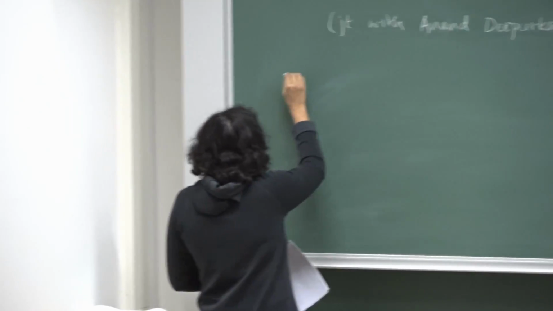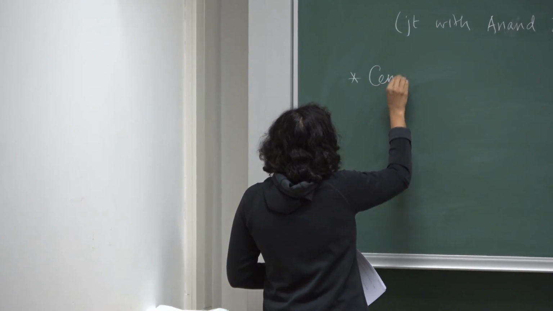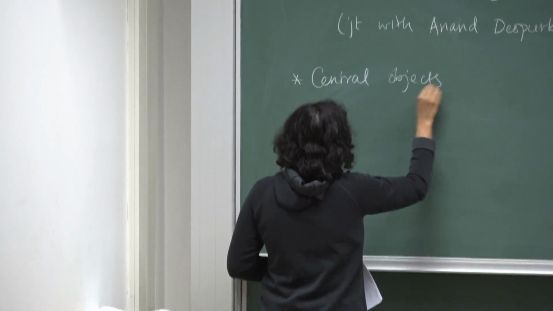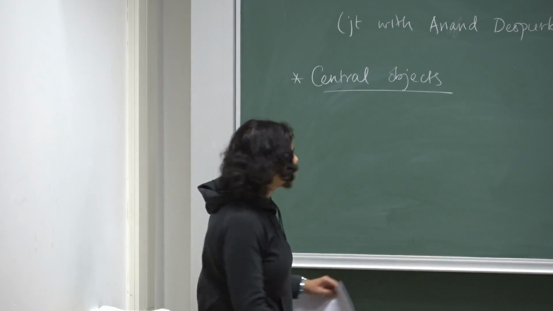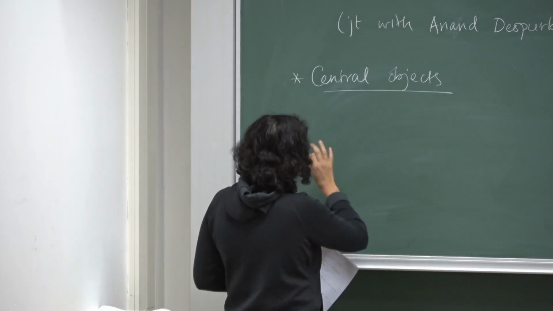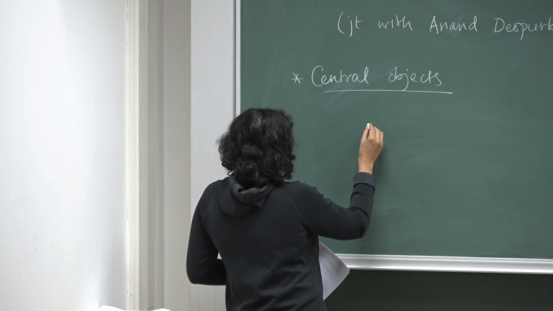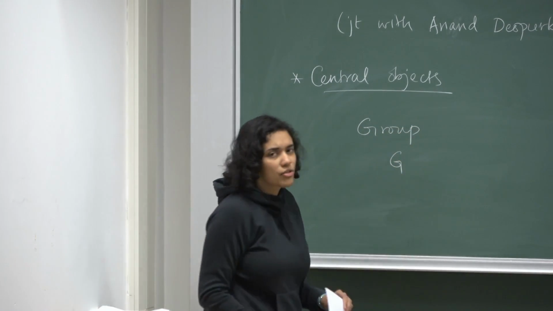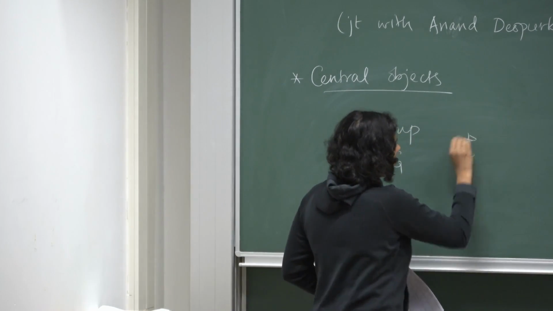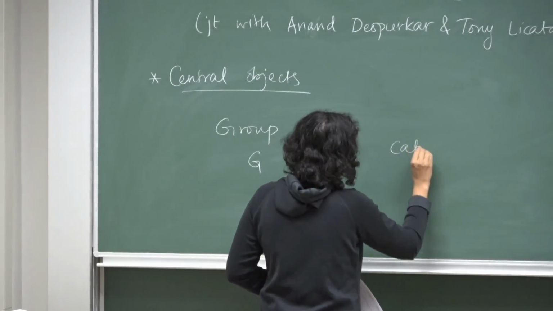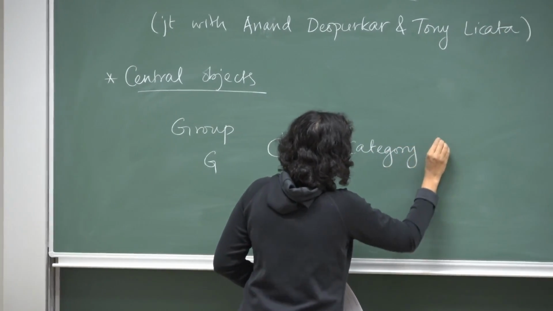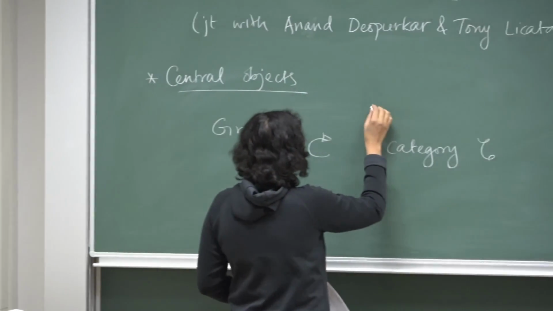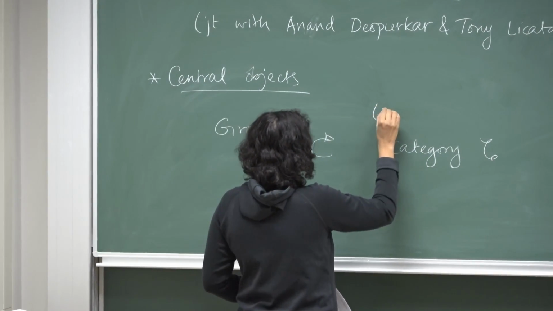I'll start off by telling you what the objects are, and then I'll tell you what the aims are. This is, at the moment, very broad. Suppose we have a group G, super broad, acting on a category C. The kinds of categories we consider are going to be suitably nice triangulated categories.